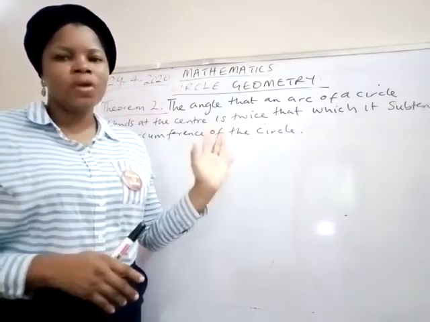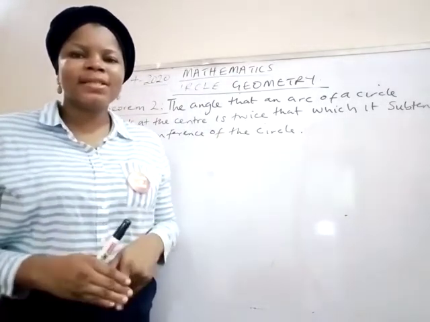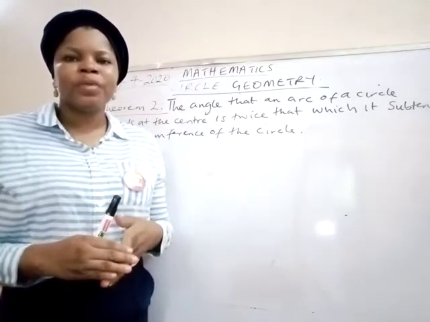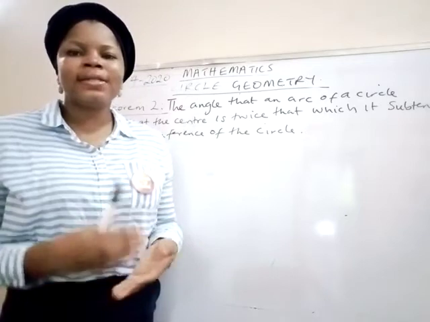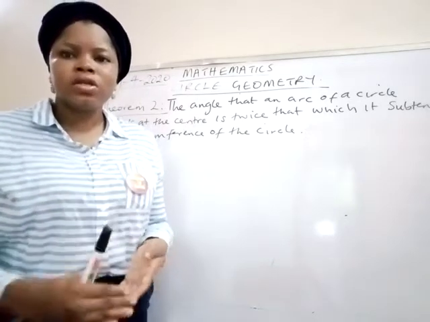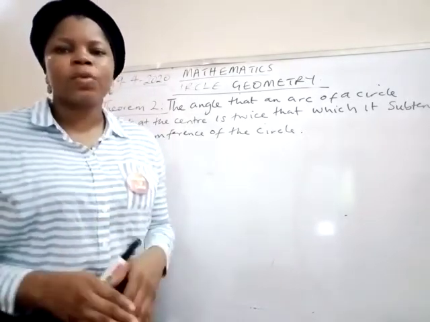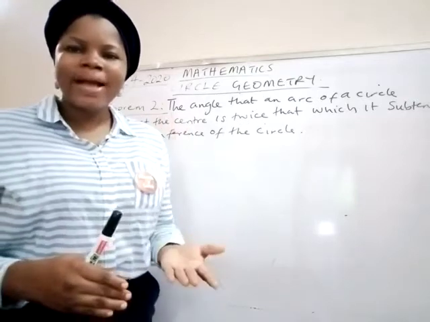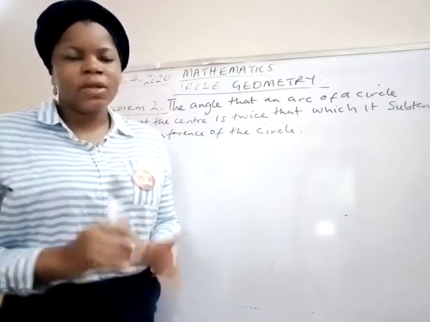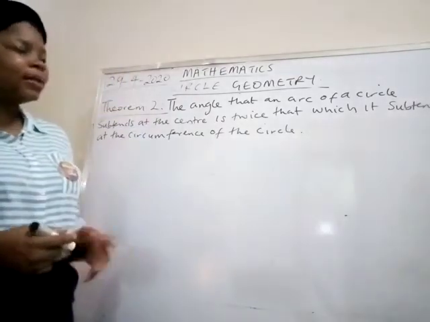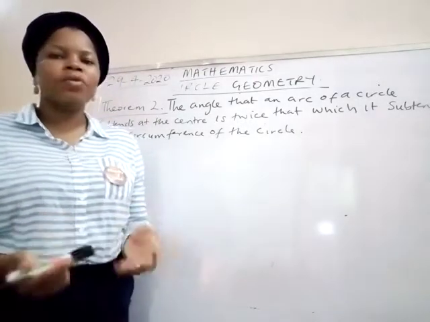Now, today we are going to look at theorem 2, which states that the angle that an arc of a circle subtends at the center is twice that which it subtends at the circumference of a circle. Simply put, the angle at the center of a circle is twice the angle at the circumference. So let's see it. What do we mean by arc?